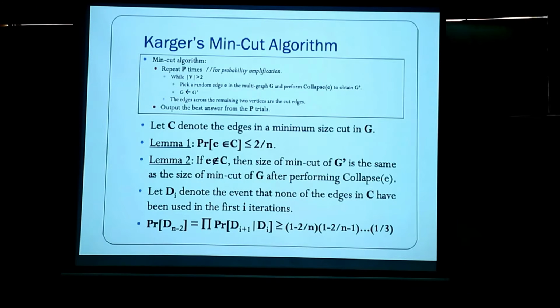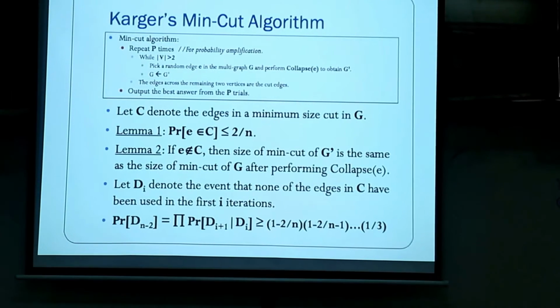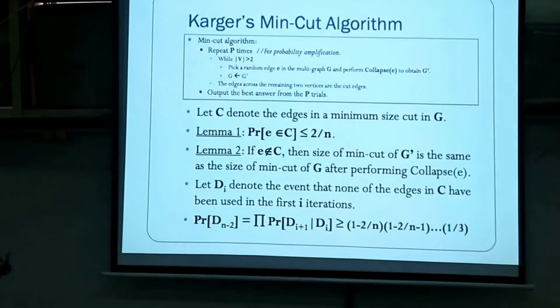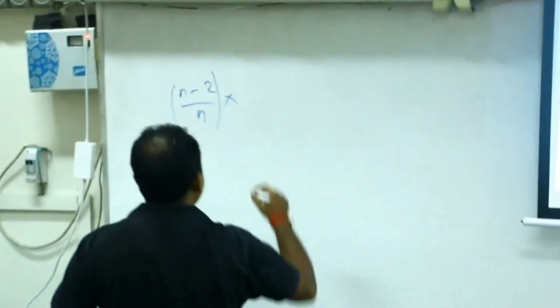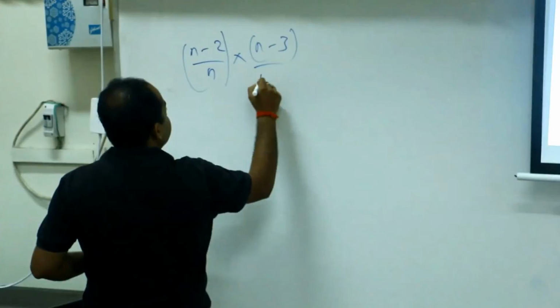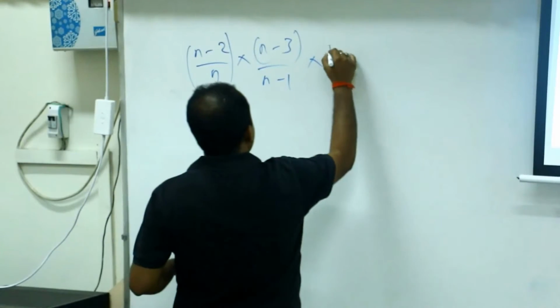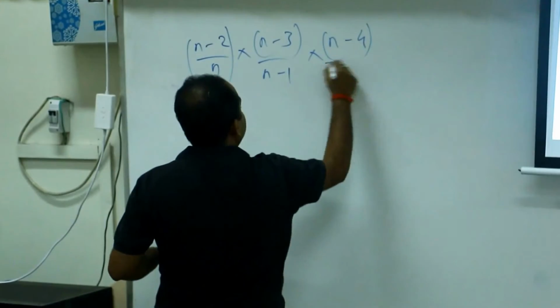The term actually simplifies to n minus 2 by n. Similarly, when we multiply all of them, a lot of terms will get cancelled. Exactly, that's what I'm saying, right? So let's see. This is n minus 2 by n. What is this? This is n minus 3 by n minus 1. What is the third term? Now all the denominator terms below will start getting cancelled.